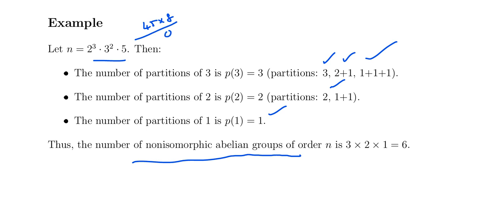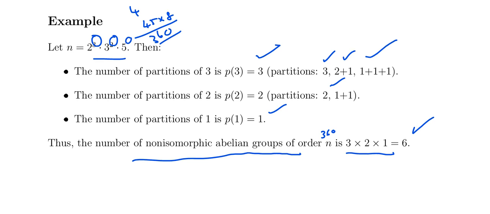8 fives are 40, 32, 36, 360. That is the order, 360. What is the number of non-isomorphic abelian groups of order 360? It is 3 into 2 into 1, because of the partition of 3, the partition of 2 and the partition of 1. This is the number of non-isomorphic abelian groups of order 360.